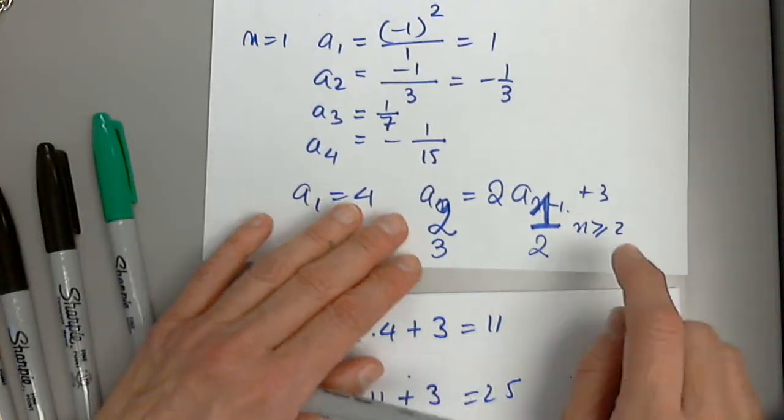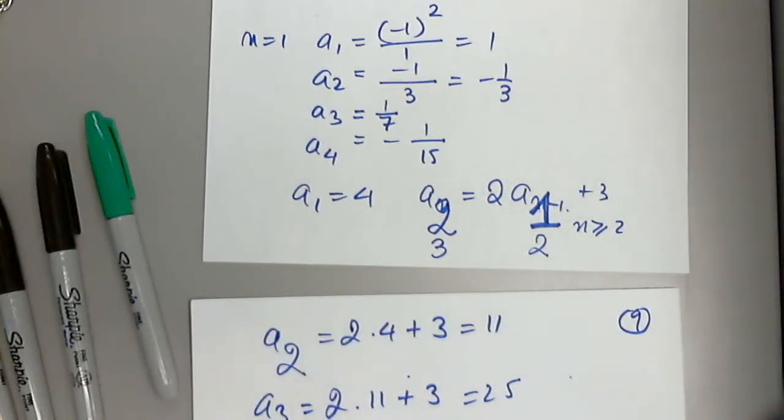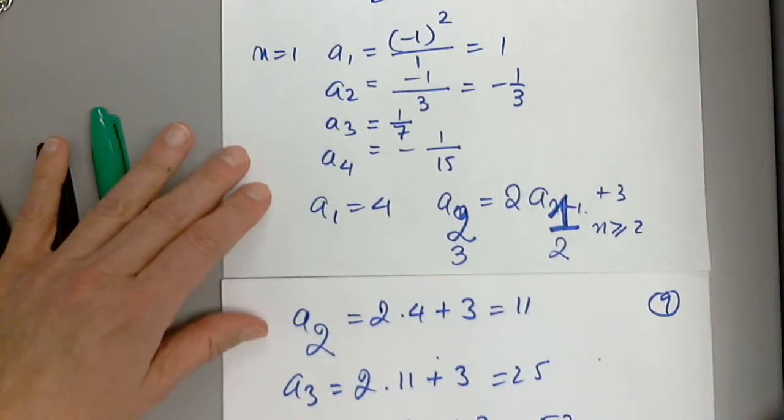You cannot plug in 1 in the formula, because if you try to plug in 1, then you have 1 minus 1, which is a0, and a0 doesn't exist. That's why we are given a1. We are given the starting point. Does that make sense? Which part is not clear?